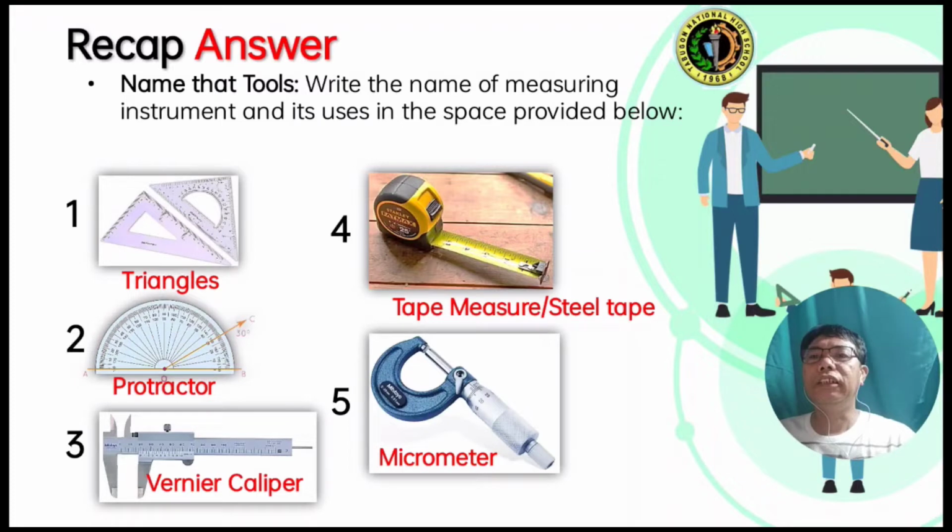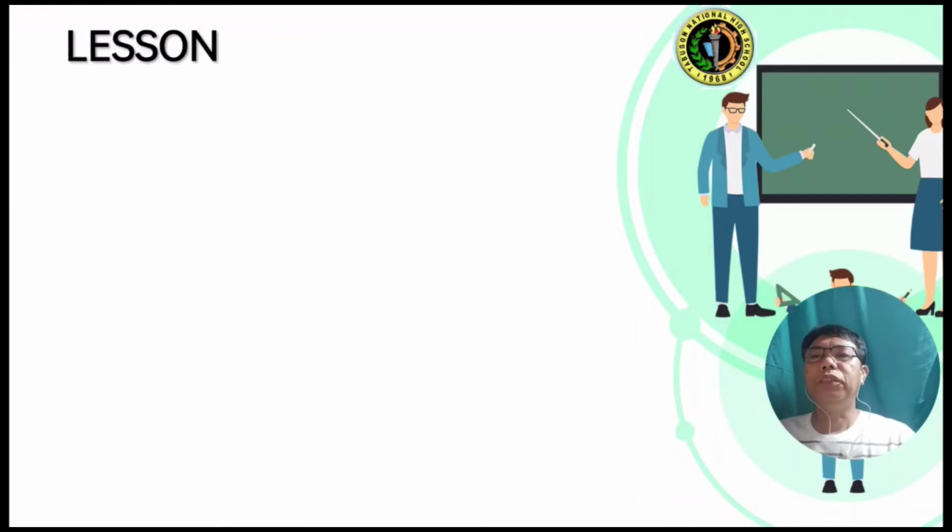Okay, for the answer, item number 1, that is triangles. Number 2, protractor. Number 3, vernier caliper. Number 4, tape measure or steel tape. And number 5, that is micrometer. Now let's proceed to our lesson proper.